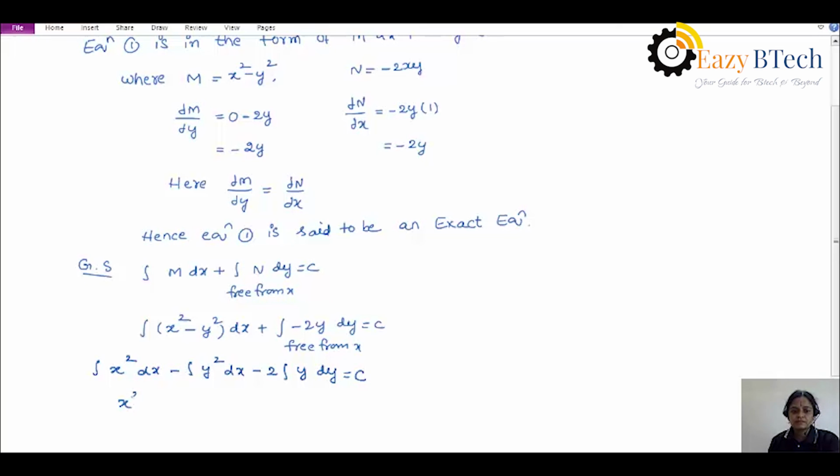The integration of x square is x cubed by 3, and here integrating with respect to x, y square as a common, integral 1 dx, and minus 2 integral y is y square by 2, so the 2 will be cancelled. So finally the answer is x cubed by 3 minus y square, the integration of 1 with respect to x is x, and minus y square is equal to c, which is the final answer. Thank you, students.